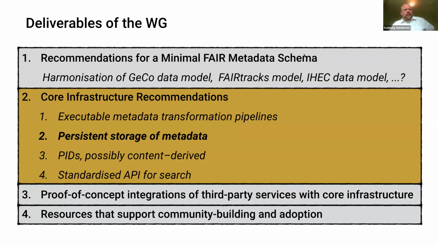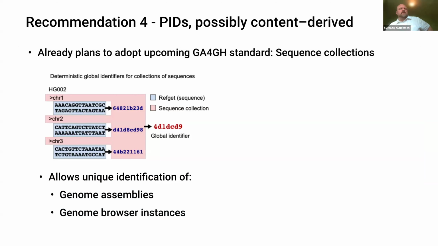And then we would like to provide some recommendations on how to persistently store this, to publish this using some public repositories in some way, so that it can be discovered and harvested by different services. And connected to that is the issue of identifiers. So we want to make it easy to identify a particular track or annotation. One aspect that we might also look into is content-derived identifiers.